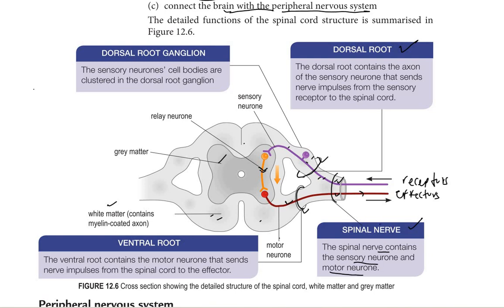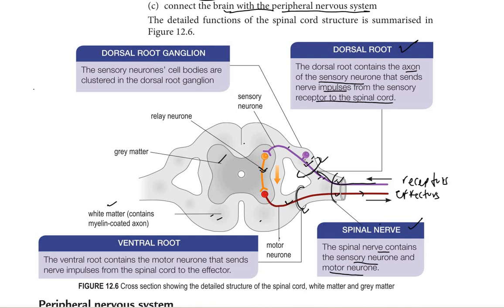So what is the function of the dorsal root? Dorsal root contains the axon of the sensory neurons that sends nerve impulse from the sensory receptor to the spinal cord. So axon is actually the longer part here. The long part here is known as axon. The impulse will flow inside this axon. This one is the axon of the sensory neuron. So mainly in the dorsal root we have the sensory neuron.